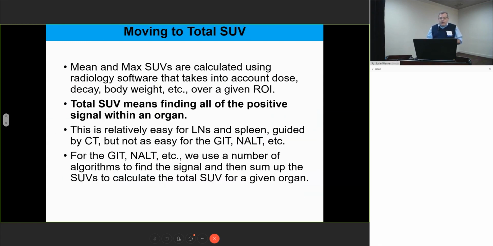And so we moved to total SUV, and the only thing I'm going to say about it is that it's a pain in the butt to do. There's a fair amount of work that goes into this, and we are using a number of different algorithms, especially for the gut and the NALT, and a few other areas that take a little bit of interpretation. So I would say this isn't quite automated yet for the gut, but we're working on that. We're trying to make it as automated as possible. The lymph nodes and spleen are pretty easy because they can be easily guided by CT, but it's more difficult in the gut.